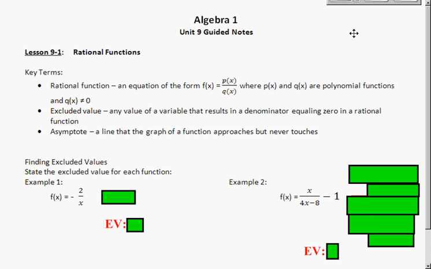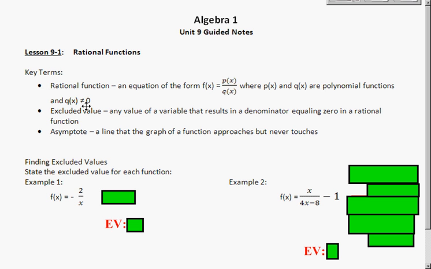Lesson 49, 9-1, rational functions. We talked about rational functions and what the graphs look like. The biggest thing when graphing a rational function is that your denominator cannot equal 0. You cannot divide by 0. So this denominator here cannot be equal to 0, as stated here.